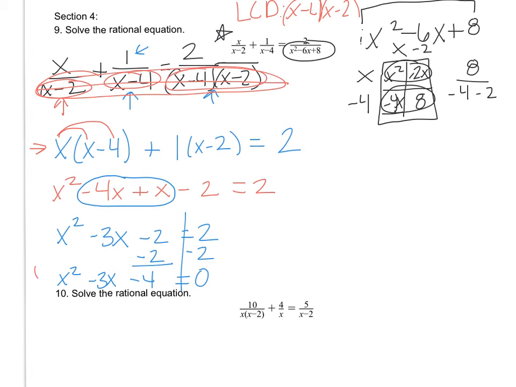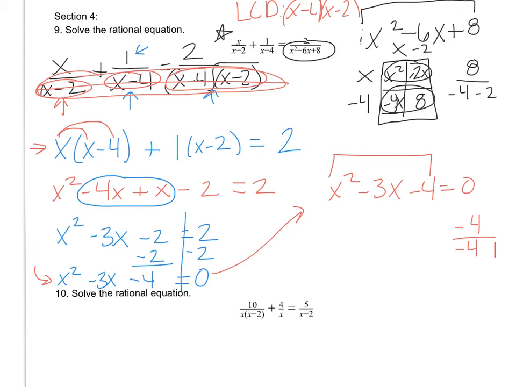And I can tell that this is factorable. So let me bring it over here. x squared minus 3x minus 4 is 0. Well, to factor it, I ask myself, what multiplies to a negative 4 and adds to a negative 3? Well, that would just be negative 4 and 1, because that would add to a negative 3.